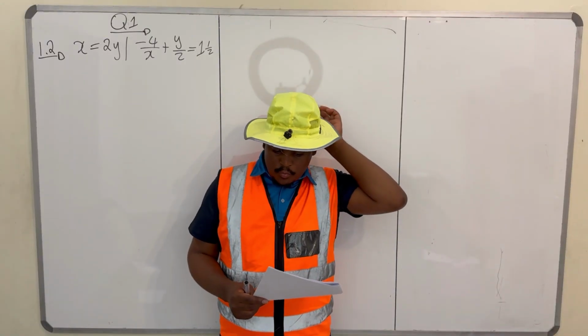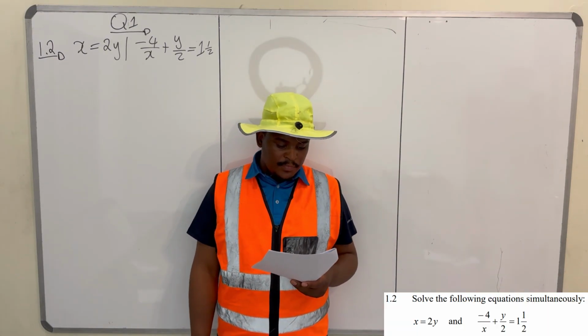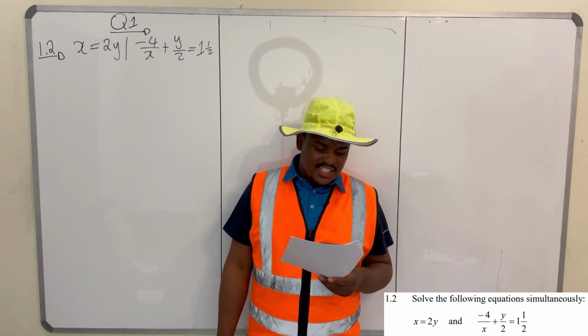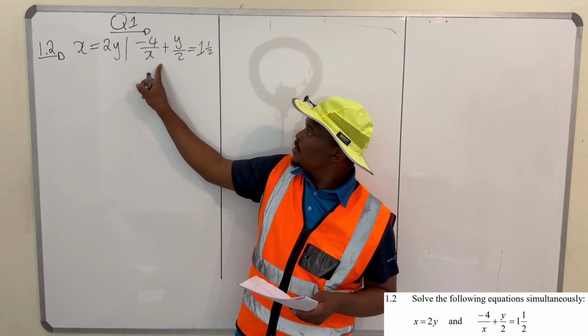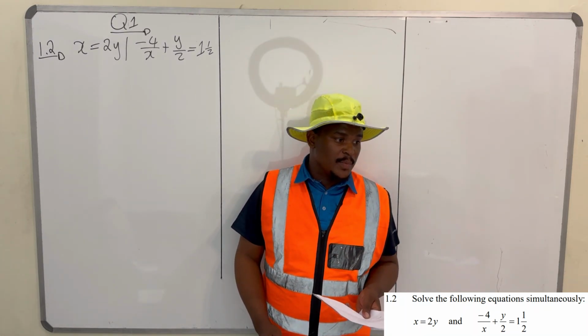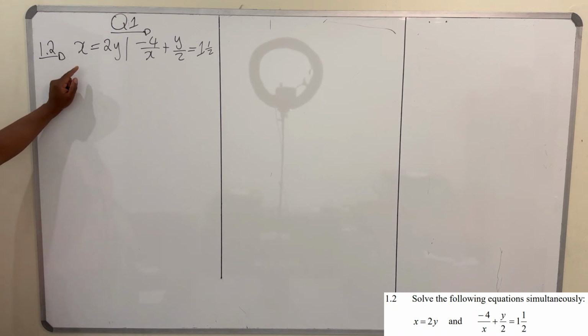Okay, so now we're doing 1.2. 1.2 reads as follows: solve the following equations simultaneously. So you are given this equation and this one. They want you to solve these equations simultaneously, right? This one is the simplest one, right? Yes. x is equal to 2y.